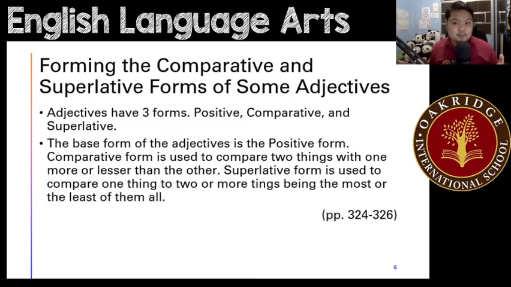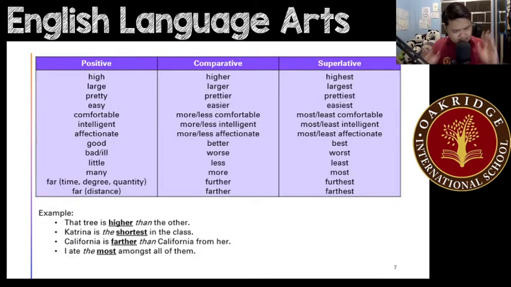Basically, the base form of the adjective itself is in its positive form. That's the base form. Whereas when it's in comparative form, it's used to compare two things, with one being more or lesser than the other. Okay? And then superlative is the form that is used to compare one thing to two or more things, being the most or the least of them all. Okay, so here are examples of positive, comparative, and superlative.